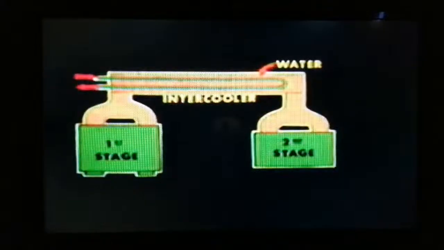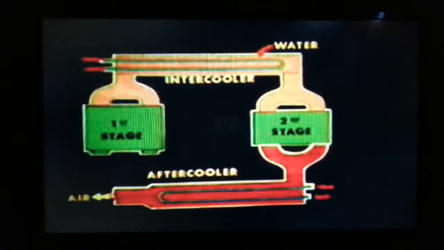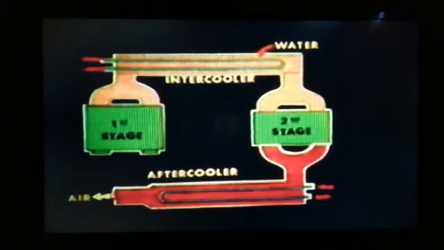The intercooler is an efficient heat exchanger in which cold water passes through a large number of tubes around which the air is flowing. Air leaves the intercooler, goes to the second stage of the compressor, where it's compressed to final design pressure. The compressed air now passes through a water-cooled aftercooler, where heat is extracted, precisely the same way as in the intercooler.